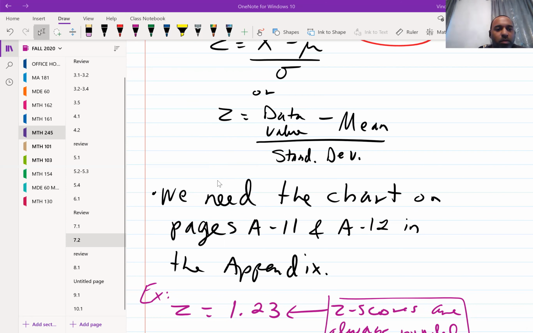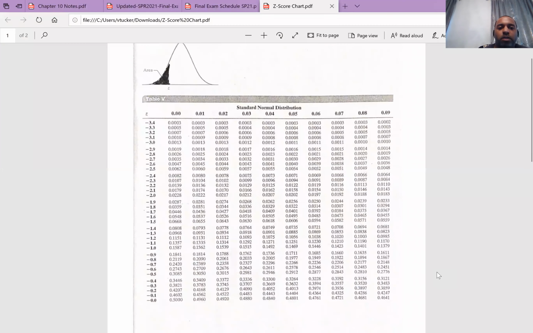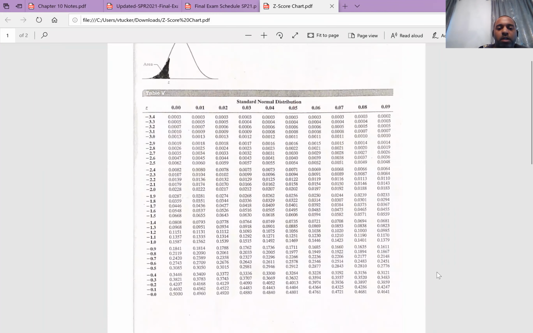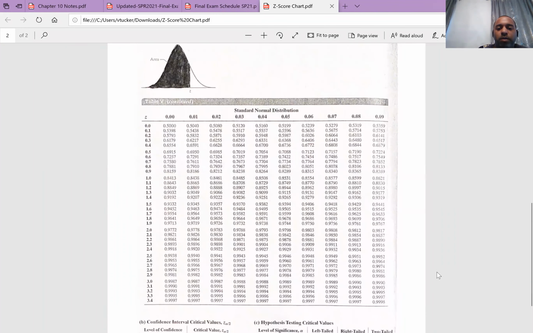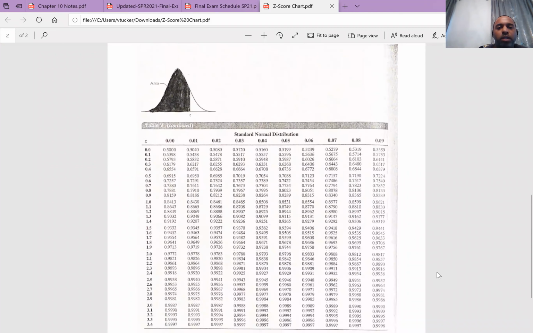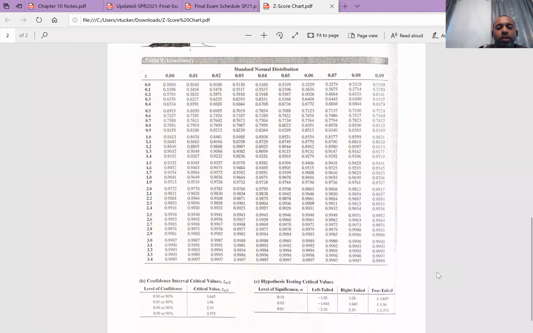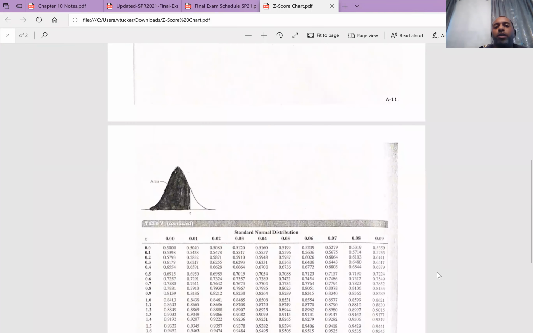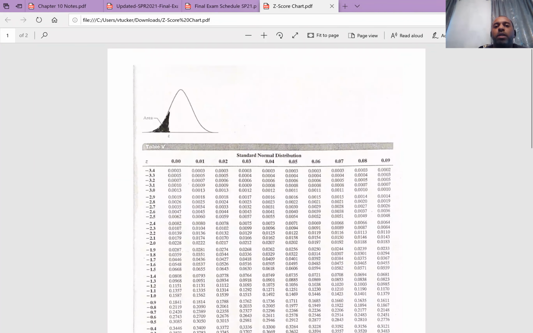All right, so your z chart looks like this. It has the negative side, this A11, and then the positive side, which is A12. You can go into the e-text and type in A11 or A12, and these will pop up. I'll show you how to use that in a second, but I'm just giving you an idea of what it looks like.